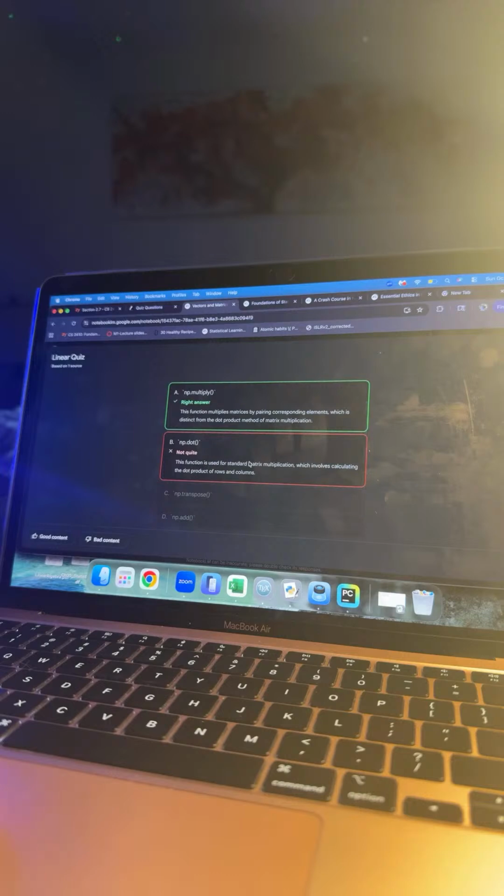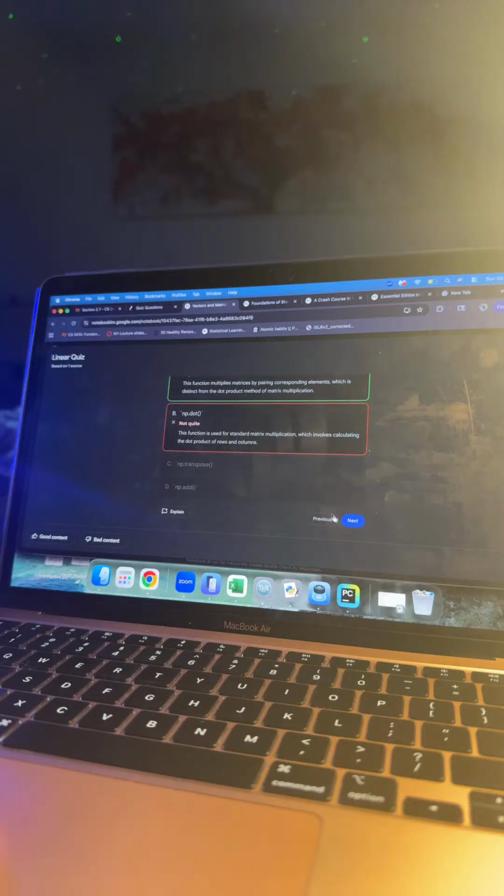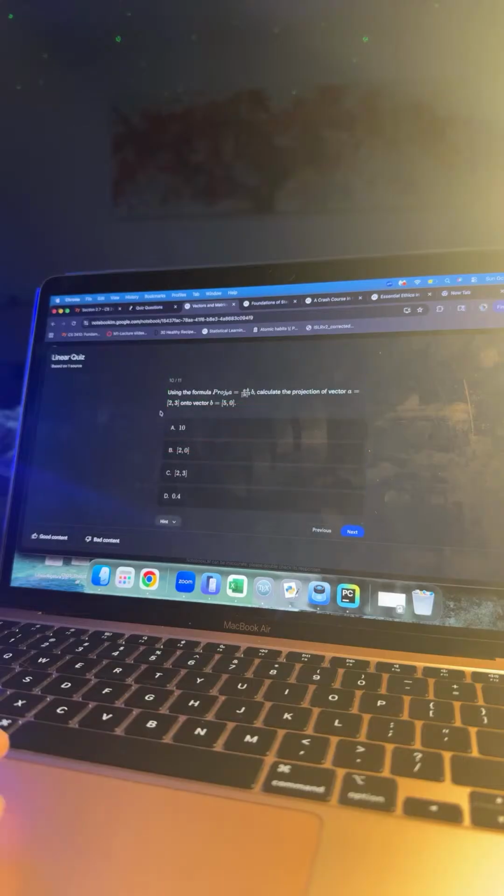Yeah, this function is used for standard matrix multiplication, which involves calculating the dot product of rows and columns. Nice. So we put the opposite answer. Okay. Second to last question, using the formula projection b of a, that calculates the projection of the vector a equals 2 3 onto vector b equals 5 0.